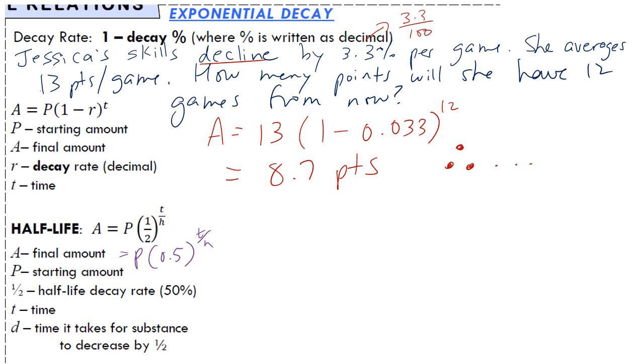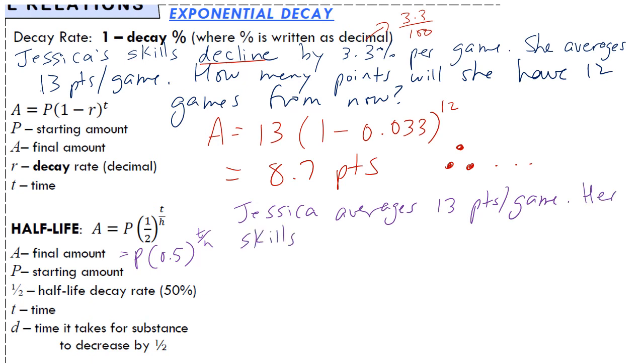So we'll stick with the same kind of scenario here. We'll say Jessica still averages 13 points per game. We'll say her skills halve every 3.3 games. How many points will she have 24 games from now?